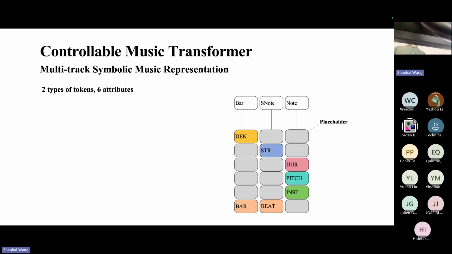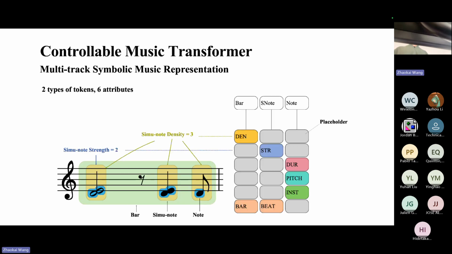Yeah, and this comes to the representation of music. This representation is basically based on compound word transformer. If you have read the paper, it's about a 2D representation of symbolic music. So we have 2 types of tokens. The first type is the bar and beat tokens. They define the start of a bar or a beat, with the density of this bar or strength of this beat. And the second type is the note token. It just includes the duration, pitch, and instrument of this note.